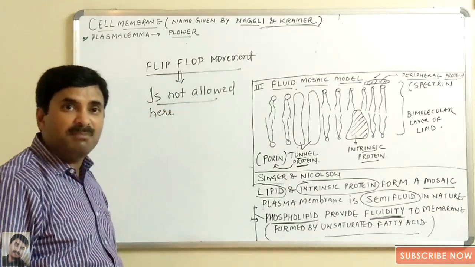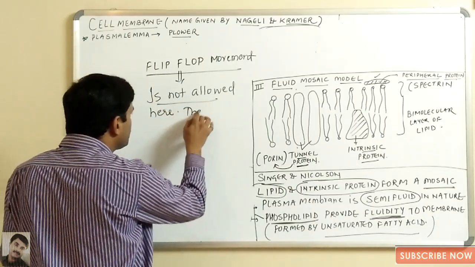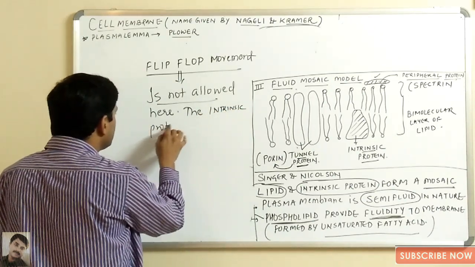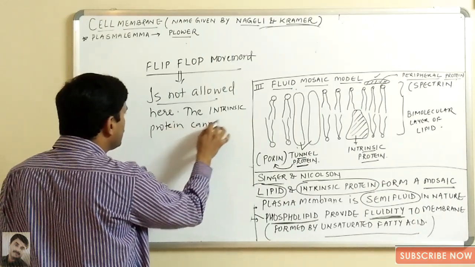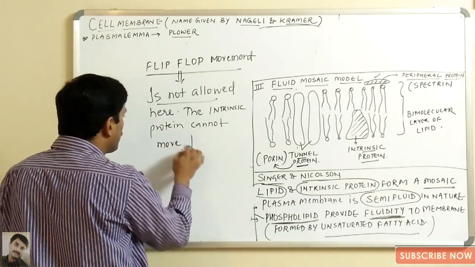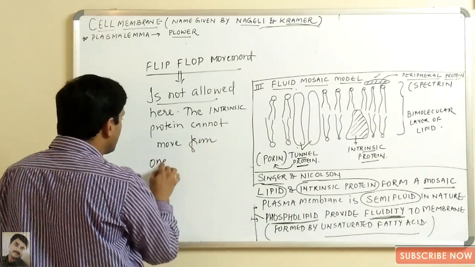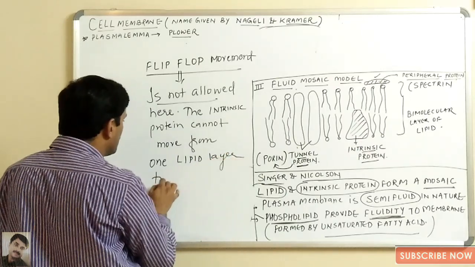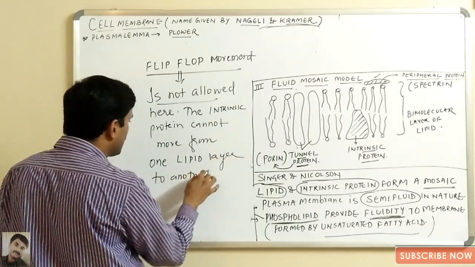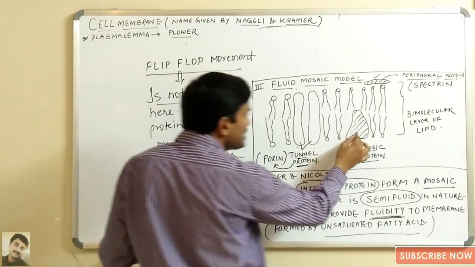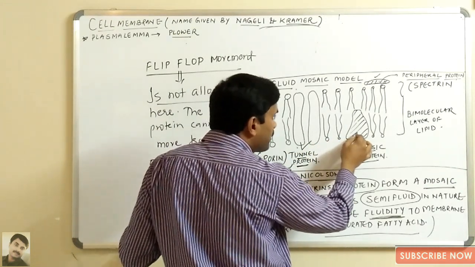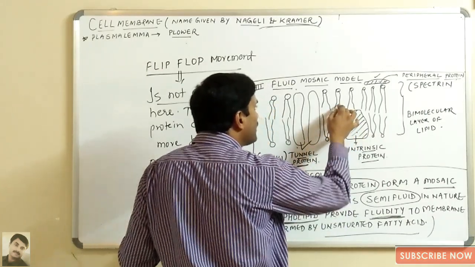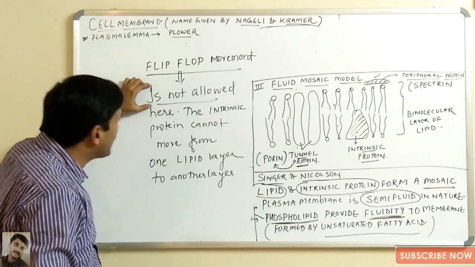Flip-flop movement is not allowed here. Means what? The intrinsic proteins cannot move from one lipid layer to another layer. Are you getting? Say, if this is the intrinsic protein, the movement of the intrinsic protein from one lipid layer to another lipid layer is not possible. It is not allowed here.